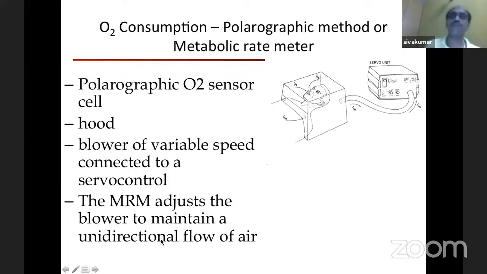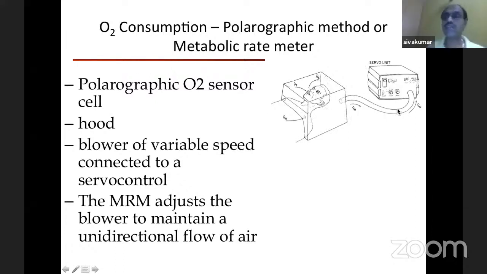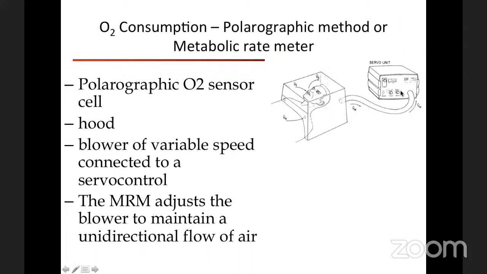First method, polarographic method or metabolic rate meter method. The person lies down with an oxygen hood and he takes in the air from the hood and he exhales it out. The air comes from outside, from the room, and so this is room air that is entering inside. You make a servo control here in such a way that you will be sucking the air out continuously throughout and maintain the amount of air that is coming out at an oxygen percentage of 20%.